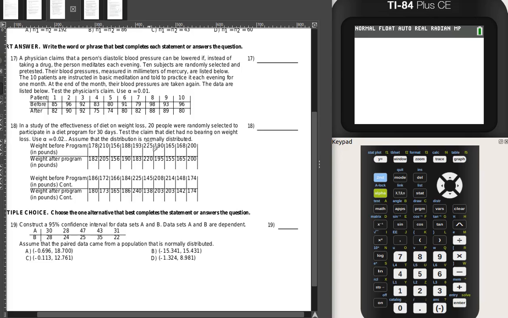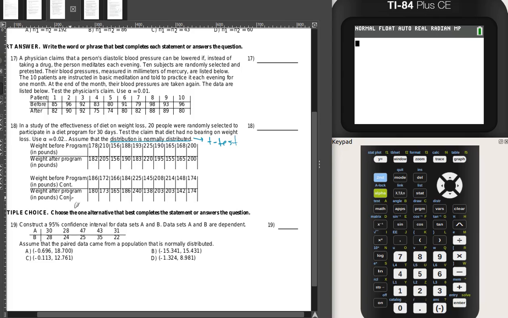And we are assuming that the distribution is normally distributed just so that we can carry out this little statement. Normal distribution is one of the requirements for a t-test. And of course, we are doing a t-test because it looks like we're going to be talking about something to do with the average weight. This one is the weight before the program versus the weight after the program.